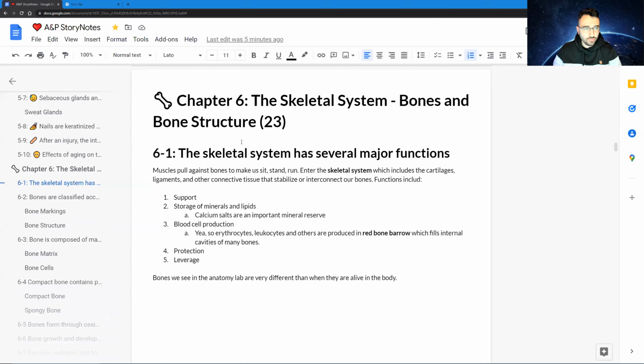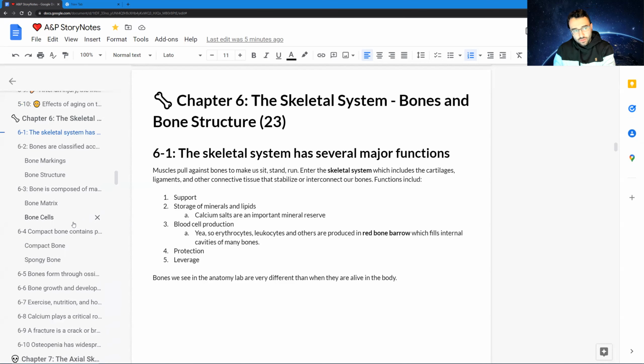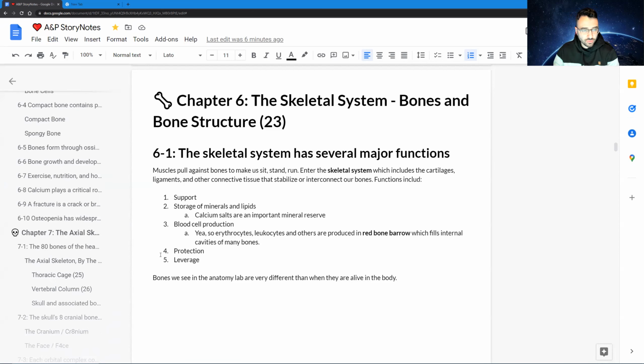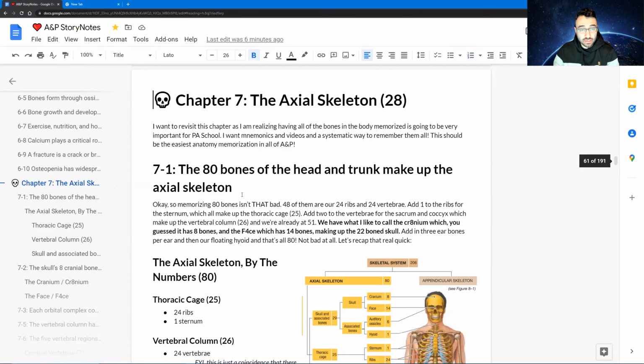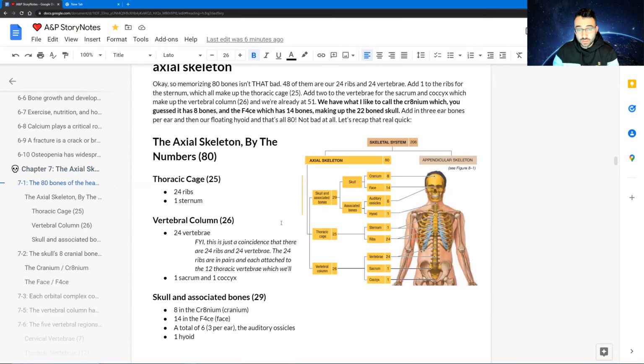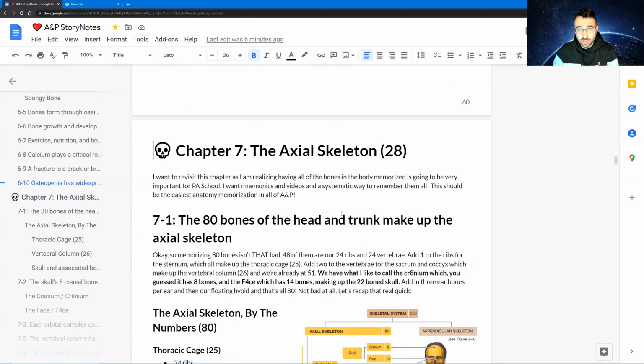We are moving on to chapter 6 here, the skeletal system. This is really just the chapter about bones as tissues and bones in general, how they're formed, and the structural and functional cells within bones. So this is really the first chapter before we get into some of the meat of what's going to be a lot of pretty heavy memorization, because right after this is the axial skeleton, which is only 28 bones.